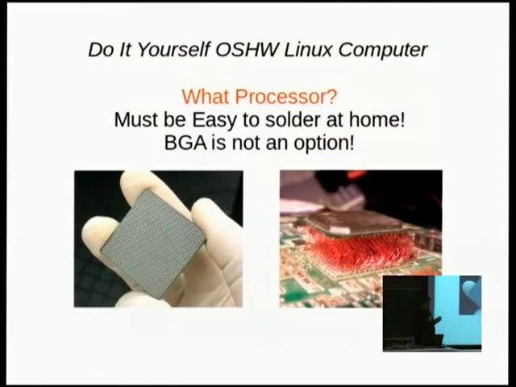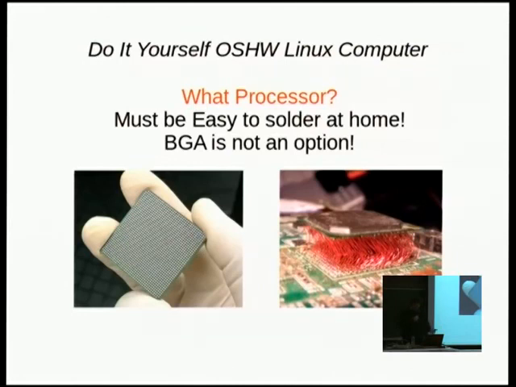First, we had to select what processor to use. This one is a BGA, which is used in the Raspberry Pi. You see, it's a hundred small balls of solder, and you have to connect it somehow to the PCB. On the right side, you see one guy who did this at home, but I don't think many of us can reproduce this result. So it has to be something very easy to solder, even at home.